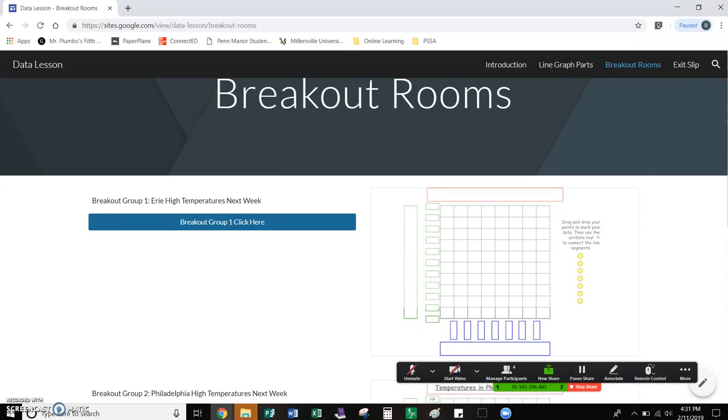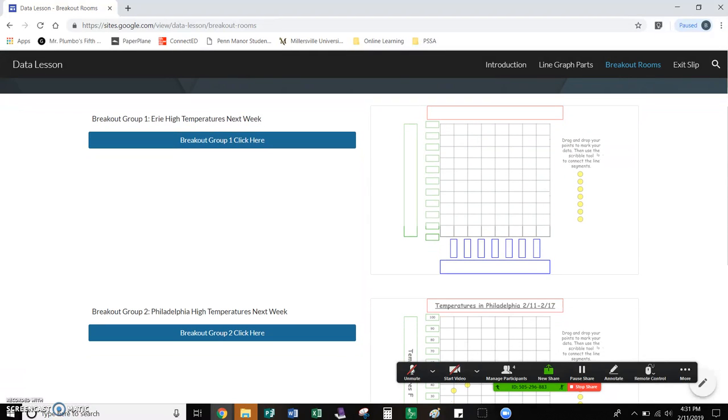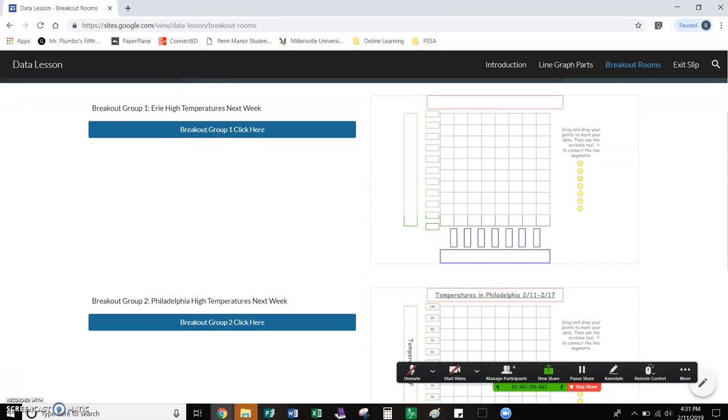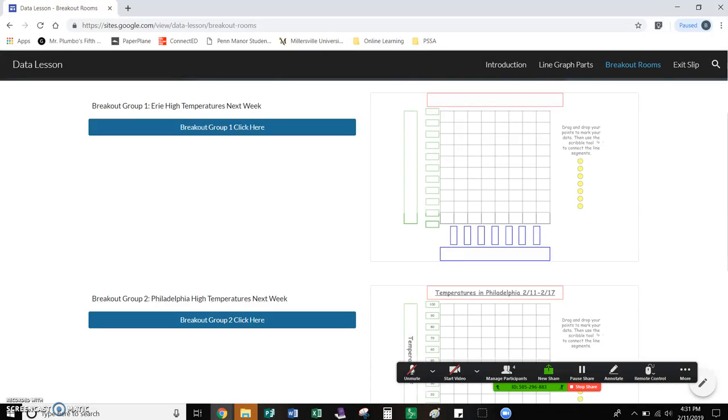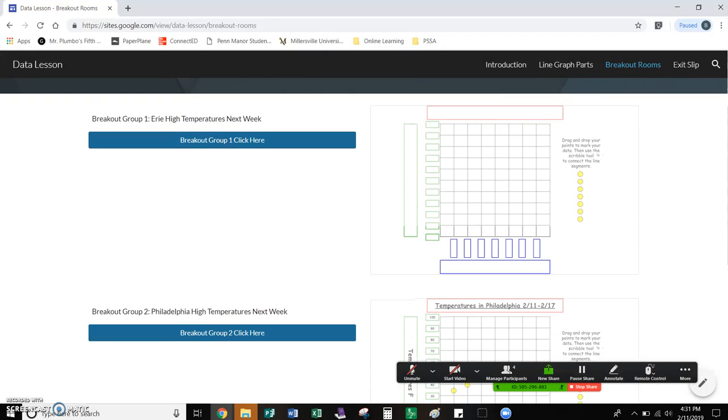So in this section, here's what you're going to see. Breakout room 1, if you're assigned there, you're going to be looking up the high temperatures for Erie this week, Monday through Sunday. Your job is going to be filling out all of the different colors like you did with the question about the line graph parts. Okay, we need to make sure we have a title, both axes labeled, and then we need what data we're looking for inside of the y and x axis.